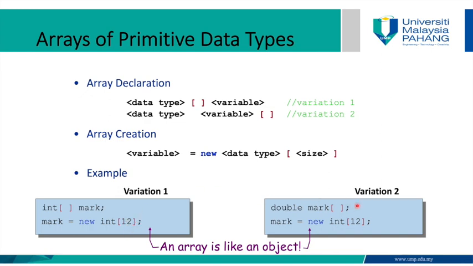Moving on to variation 2. We declare variation 2 by writing data type, variable, and then square bracket. So the data type here is double, mark the variable, and then the square bracket. For the array creation, you do the same as variation 1, which is mark equal new integer and then the size of the array, which is 12.